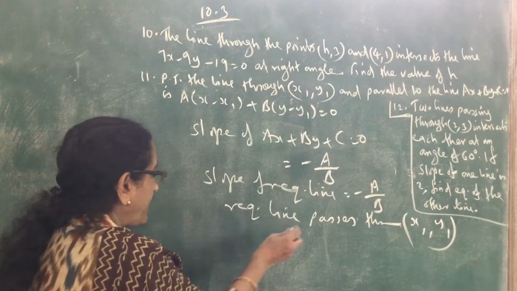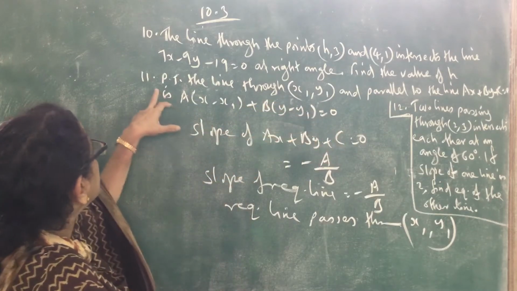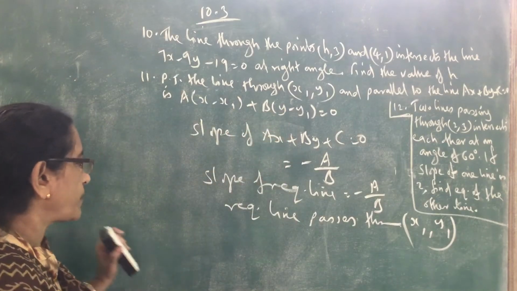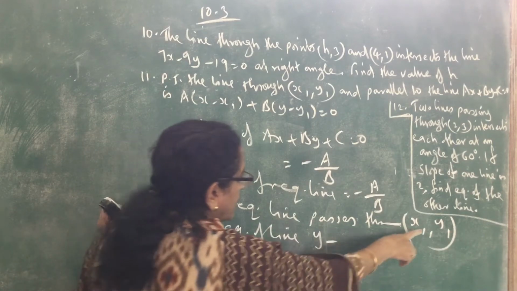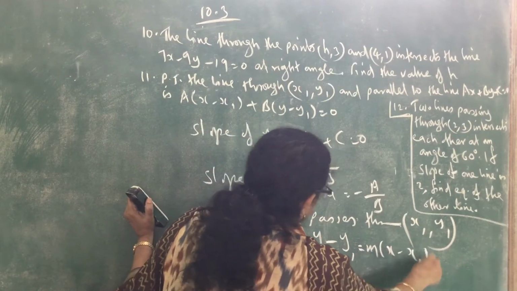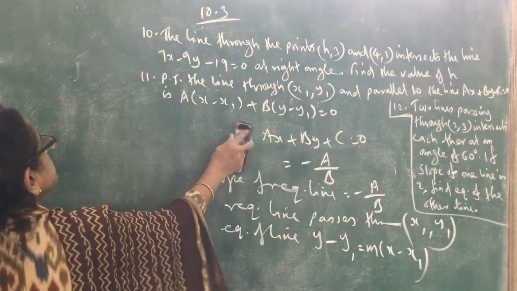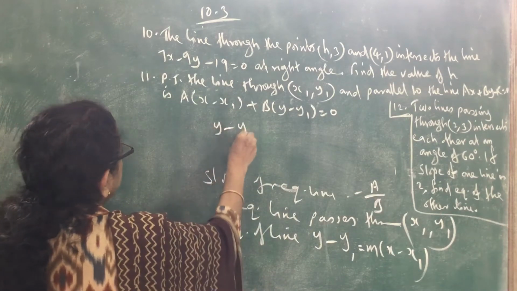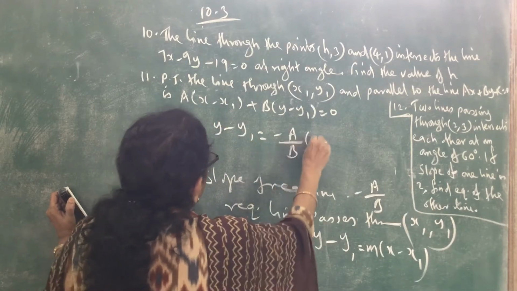So the equation of the line. The question is the line through this point and parallel to that, that means the equation of that line is a into (x minus x1) plus b into (y minus y1) equal to 0. Now we can find the equation of the line. Therefore the equation of the line is y minus y1 equal to m into (x minus x1). So the point (x1, y1) is the same and the slope m we can substitute as minus a by b. Therefore y minus y1 equal to minus a by b into (x minus x1).